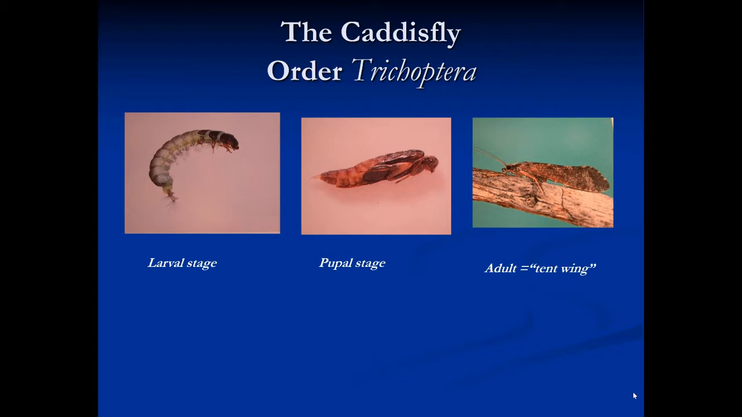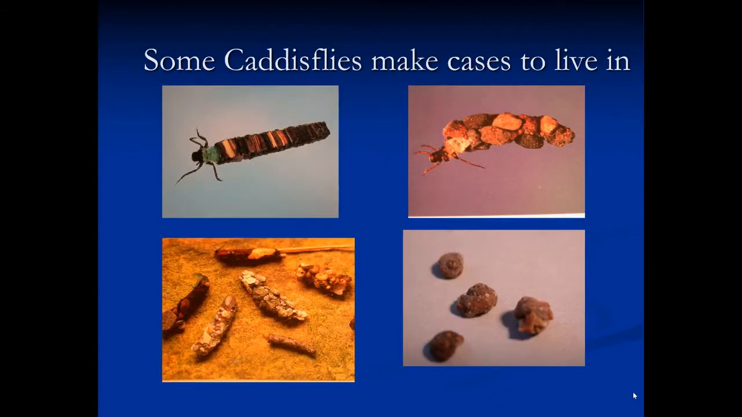They start as a larvae, and then they change into a pupa, and then they come out as an adult into the air, and they have tent-like wings. But look what they're like in their baby phase. A lot of these guys are house builders. They might make it out of pine needles, they might make it out of rocks, but they have a nice safe place to hide in as they grow up.